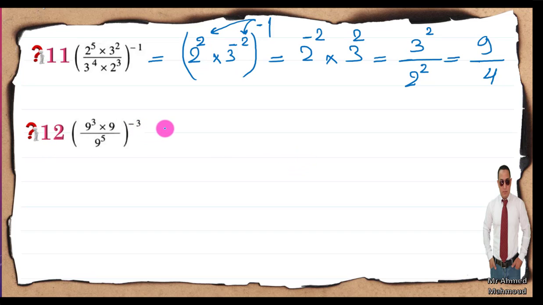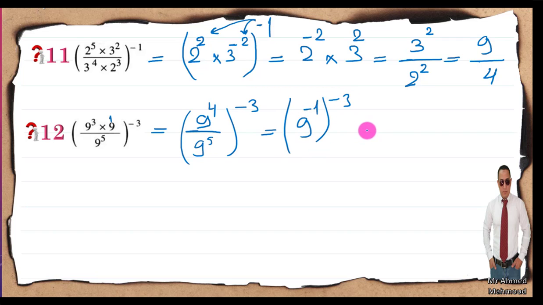Number 12. Here we have 9, 9, 9. So I'm going to simplify the fraction. I'm going to write down 9 up here, and 3 plus 1, 3 plus 1 equals 4. Down, 9 power 5, all to the power of negative 3. Now it is equal 4 minus 5 equals negative 1, 9. 4 minus 5 equals negative 1, all to the power negative 3. Finally, negative 1 times negative 3 equals positive 3. So it is 9 power positive 3, which equals 729.